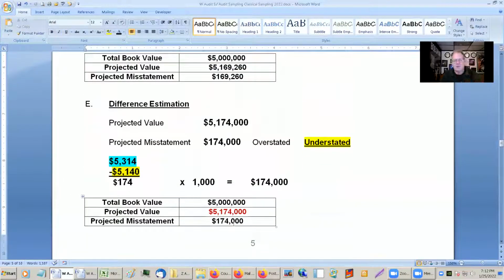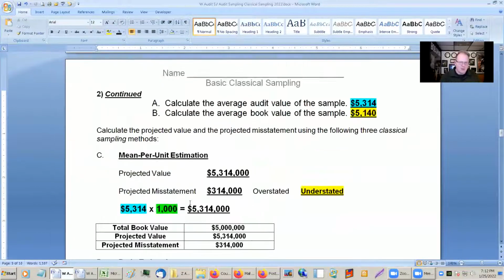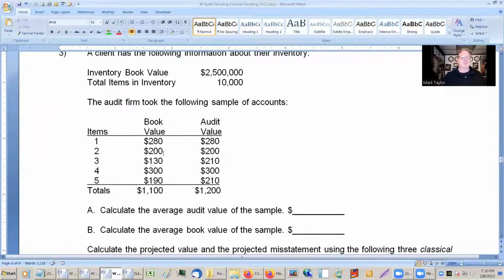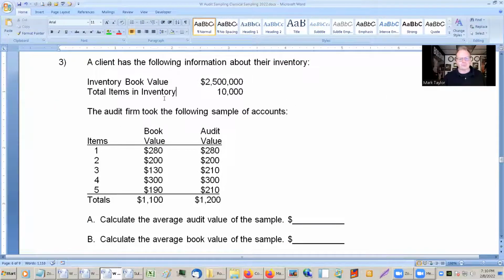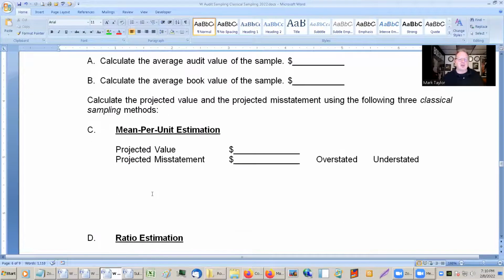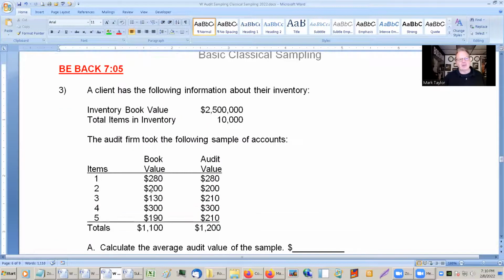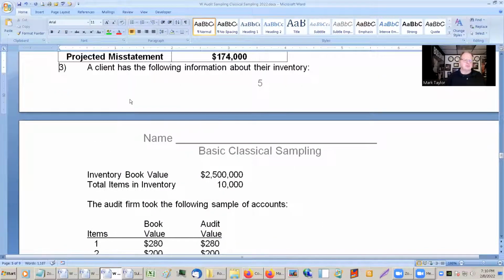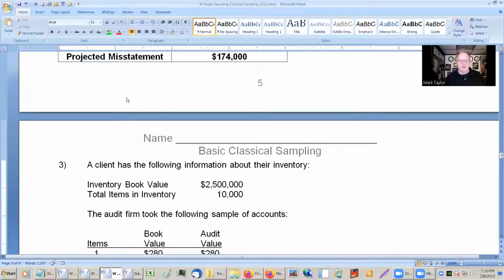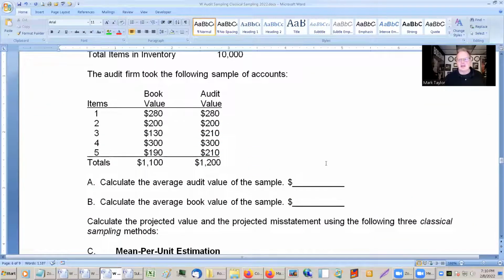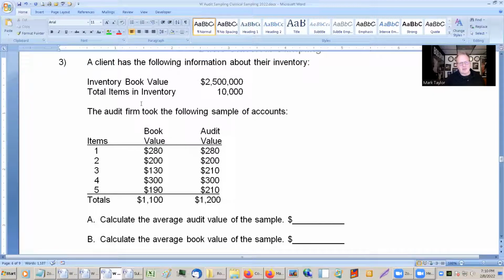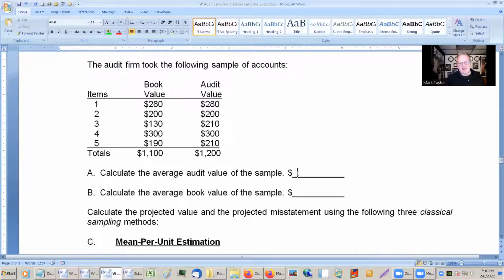Okay, so let's go ahead and stop there. Let's go to classical sampling. We're going to do these methods, and you do them a few times and you kind of get the hang of it. On the CPA exam, they could have regular big problems, and most of these come out of those problems, but they can also have multiple choice questions.